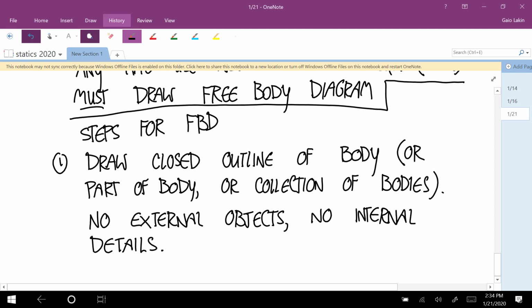Okay, so why is that? All that matters in your free body diagram is the boundary between what's included and what's excluded. So we want to draw a closed outline so everything inside the outline is part of what's being isolated, and everything outside of the outline is represented only by the forces it applies. That's what the free in free body diagram means. It means it's free of the outside world, and all of the outside world is just represented by the forces it applies to the chosen body.